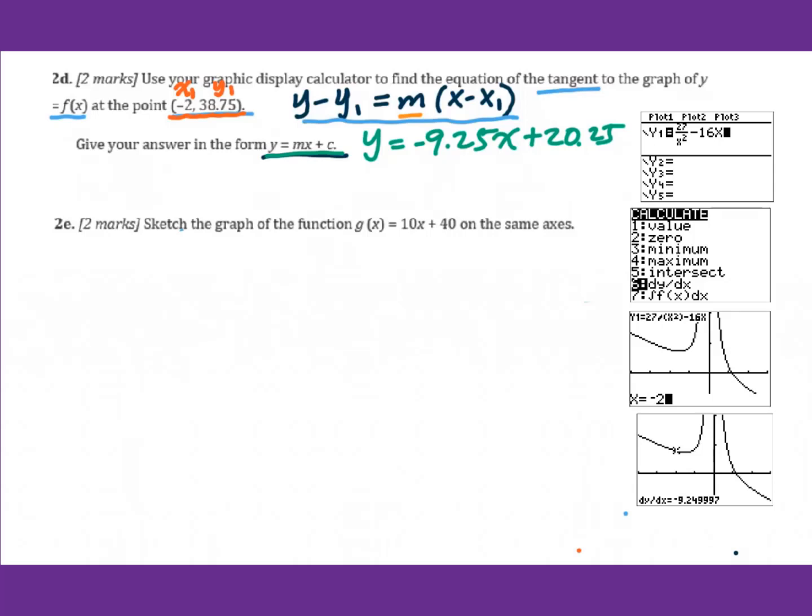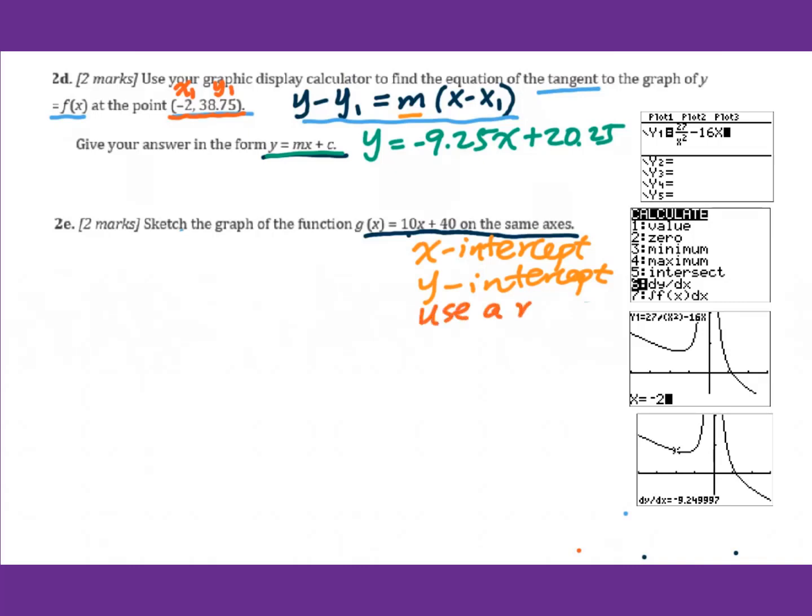For 2e, sketch the graph of the function g of x equals 10x plus 40. When you sketch a linear function, you have to show the x-intercept and the y-intercept. And also use a ruler to make sure it's a straight line. And also it's on the same axis.